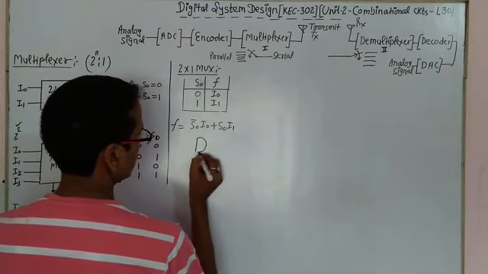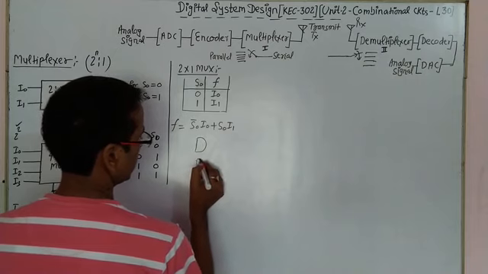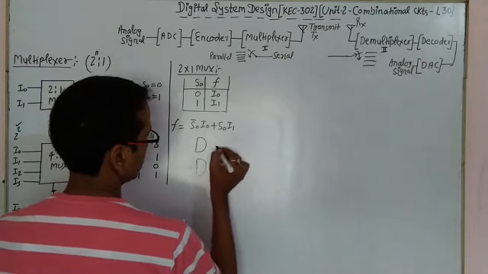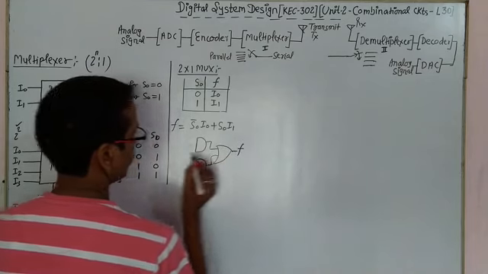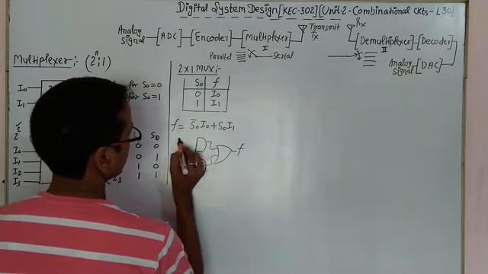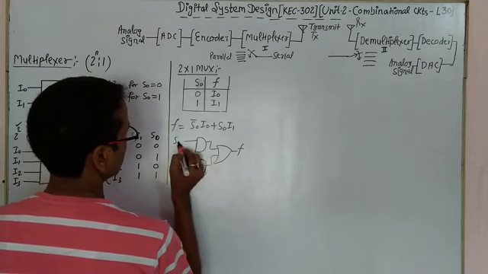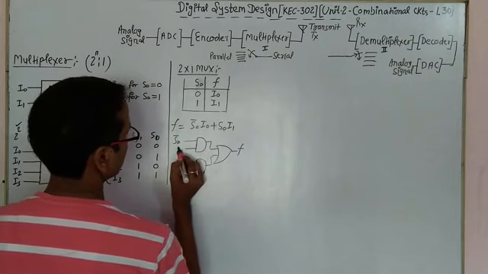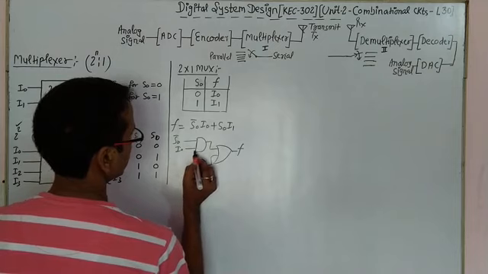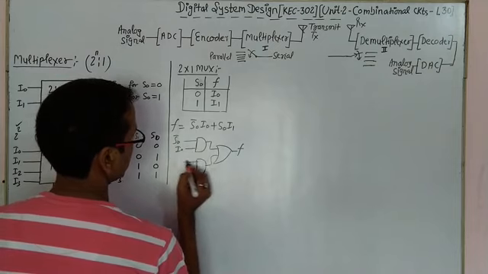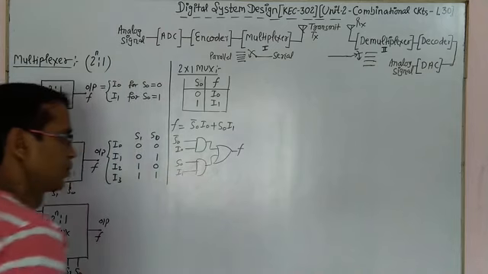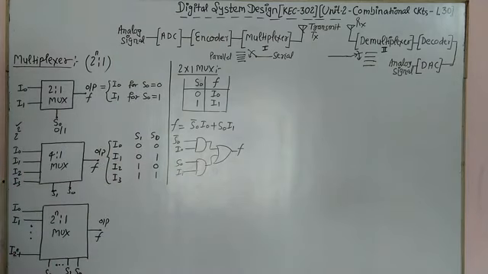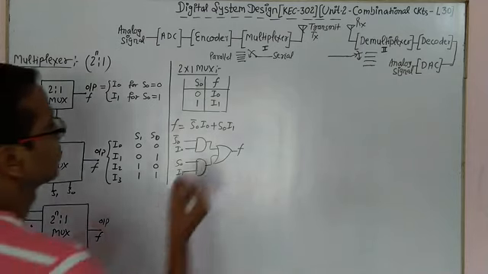So this is one AND gate, the second AND gate, and this is the OR gate. This is F. Here S naught bar I naught, and S naught I1. So this is the implementation of this 2x1 mux.